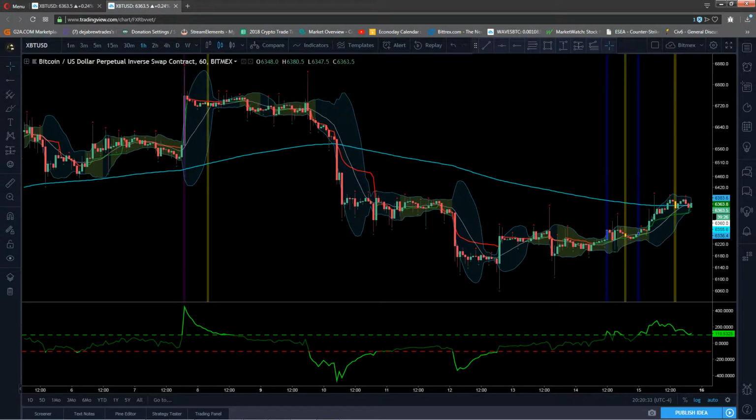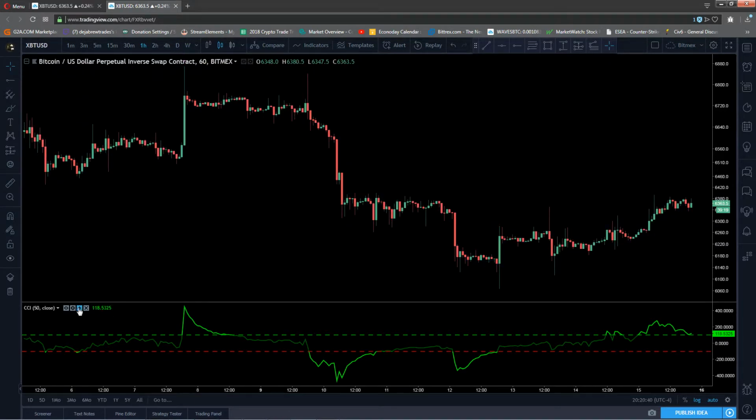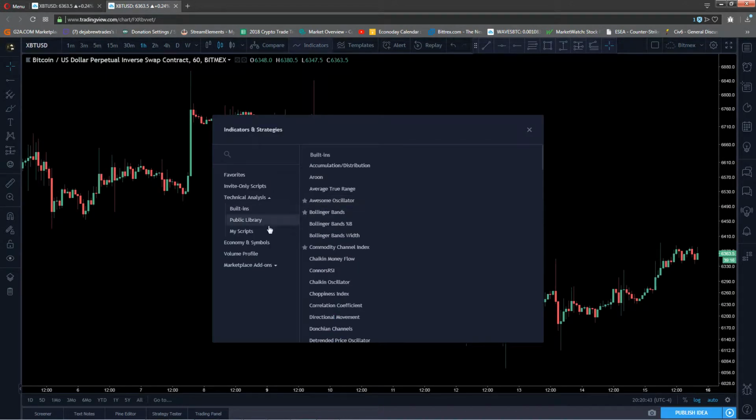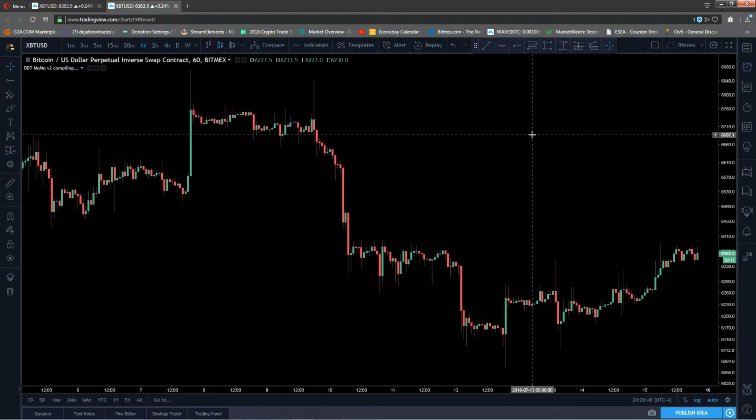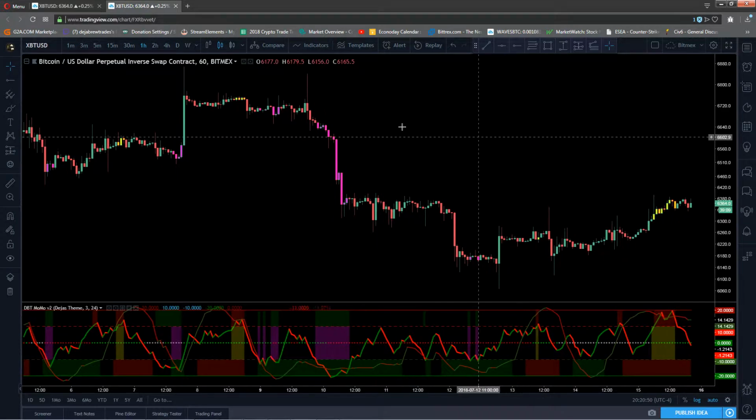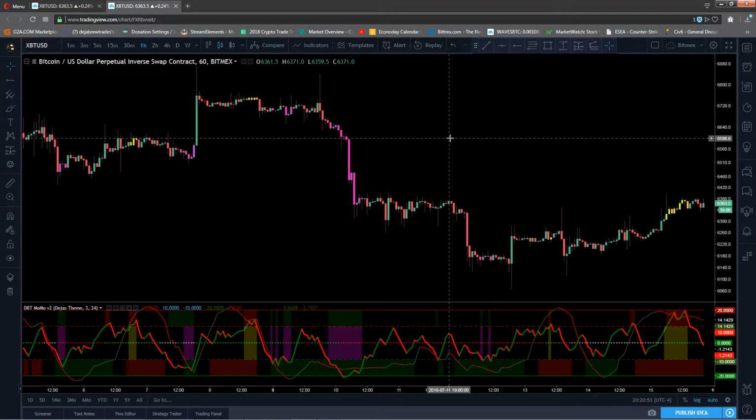Alright, to move on to our next indicator. Our next indicator is the DBT MoMo. Let me close all this stuff, pull it up. So the DBT MoMo was designed to have an oscillator that was not time sensitive, and it showed us the strength of a trend based on volatility and price action.